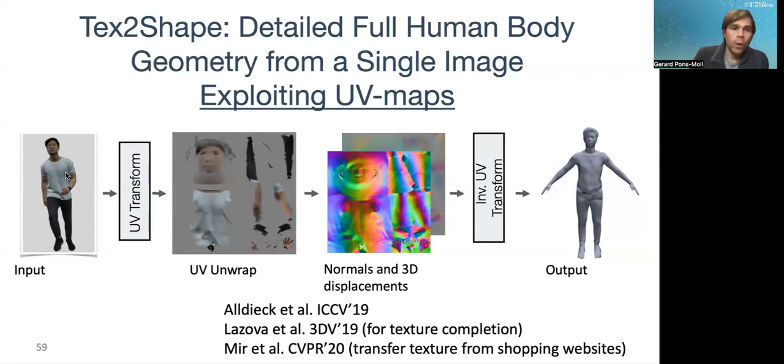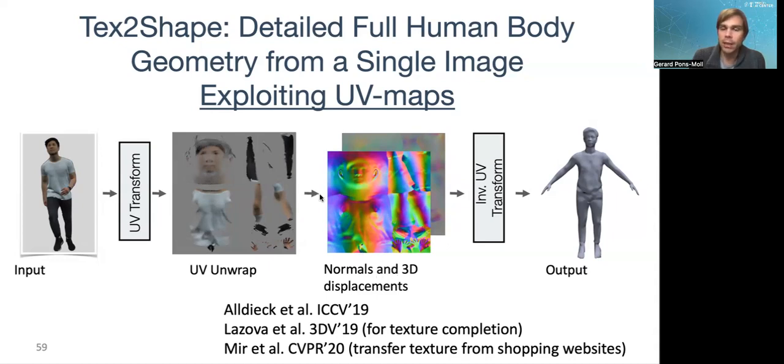So now we can leverage this UV transform to go from image pixels into a UV prediction from a neural network. And we have this output, which are the normals and the 3D displacements.